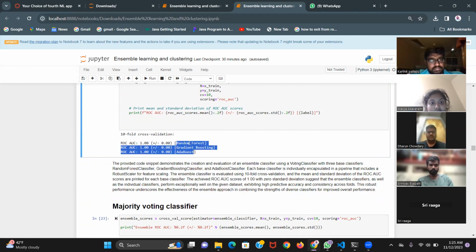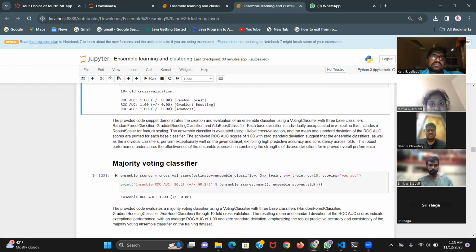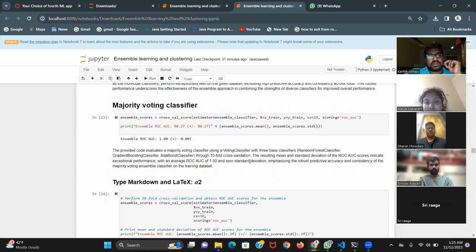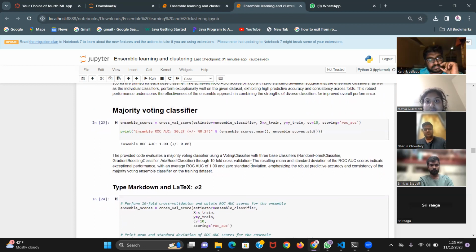Here we can see the output of these values: the random forest, gradient boosting, and AdaBoost. This is the creation and evaluation of an ensemble classifier using a voting classifier with the 3 base classifiers. Each base classifier is individually encapsulated in a pipeline that includes a RobustScaler for feature scaling. This classifier is evaluated using tenfold cross validation, showing the effectiveness of the ensemble approach in combining the strengths of diverse classifiers for improved overall performance.